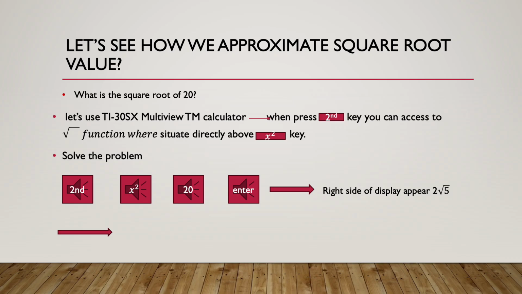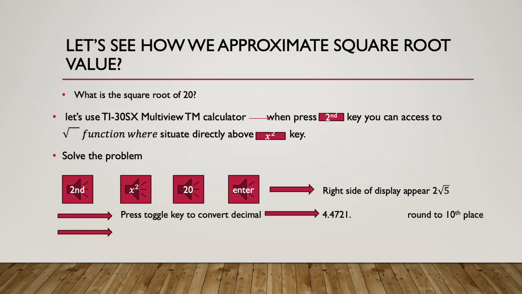The right side of the display appears like this: 2 with the square root of 5. Then press the toggle key to convert to decimal. You can't keep the number like this, so you have to convert it to a decimal. When you press the toggle key, there you go, we get the answer.